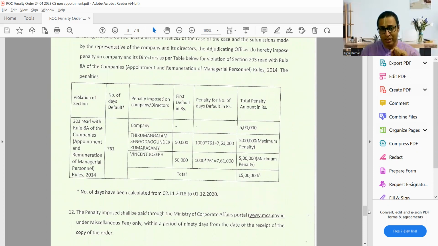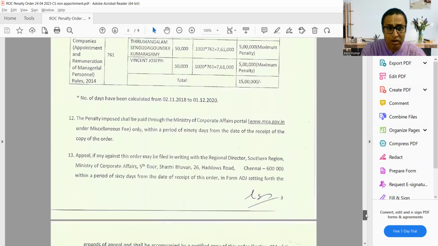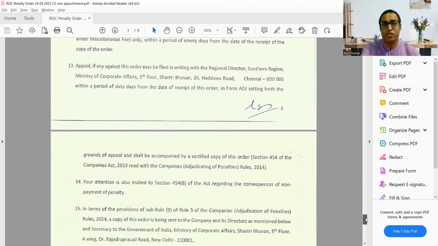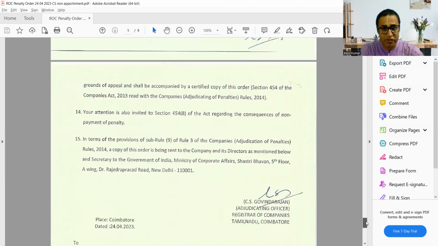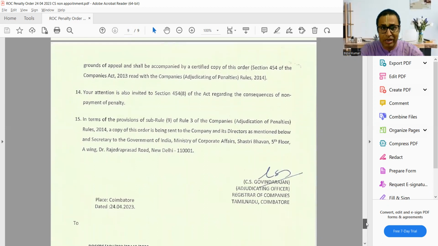This is a total of 15 lakh, and the penalty shall be paid on the MCA portal under the miscellaneous fee only, within a period of 90 days from the date of receipt of the copy of the order. If there is any appeal against this order, it must be filed within 60 days from the date of the order. Non-payment of the penalty attracts the consequences under section 454 sub-section 8.